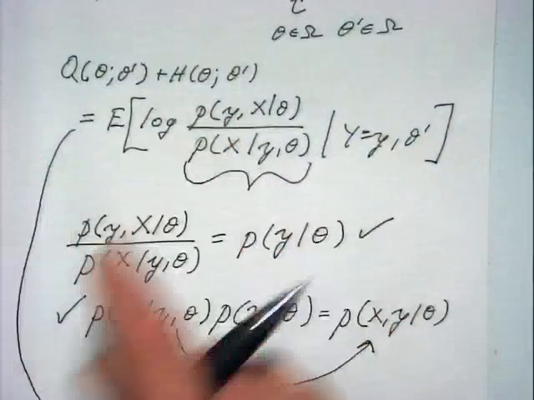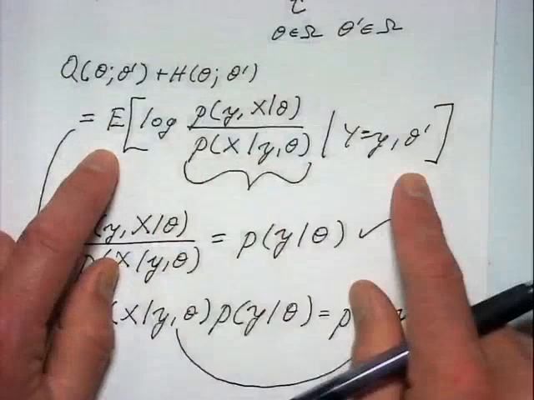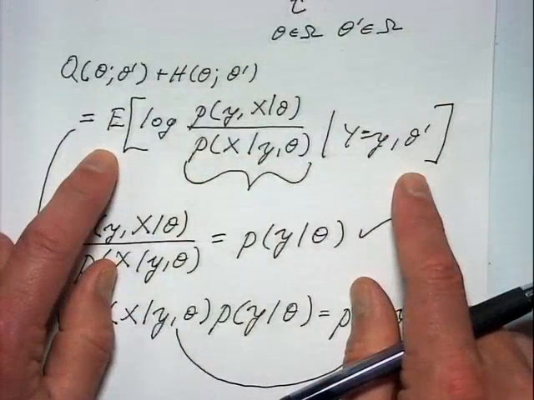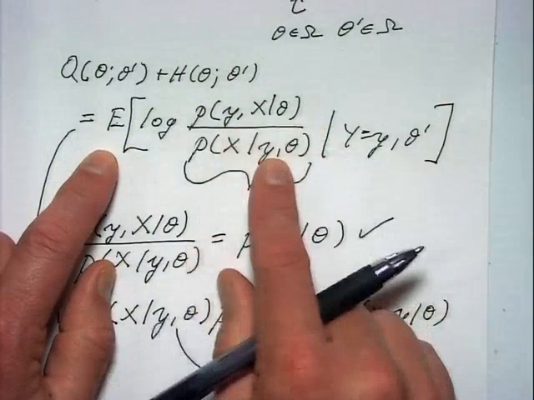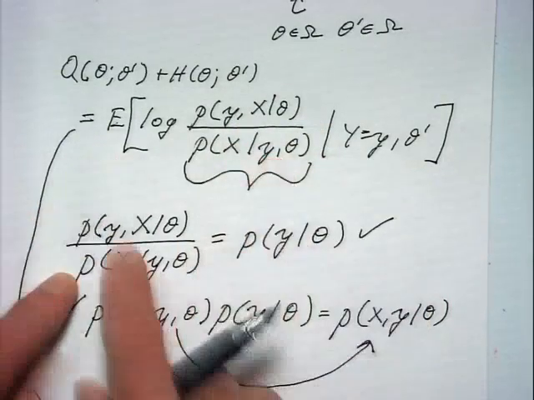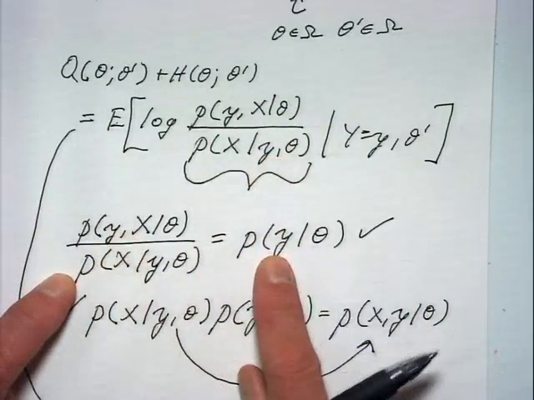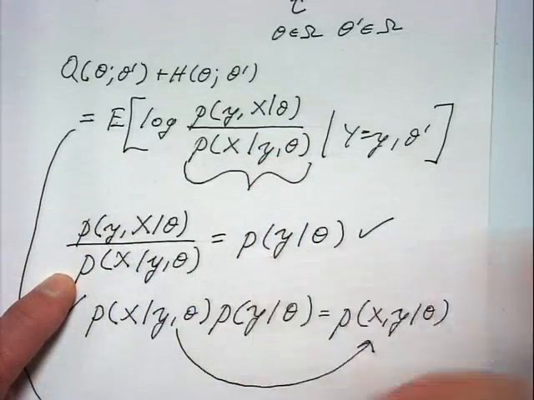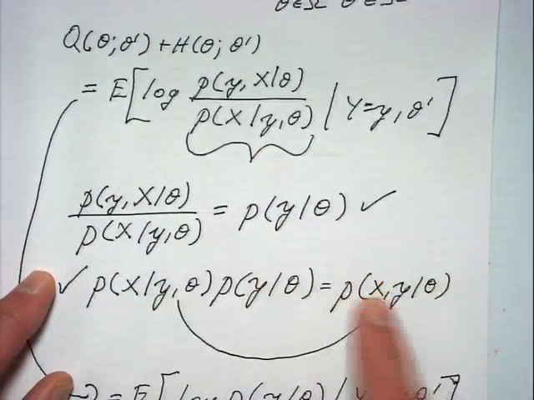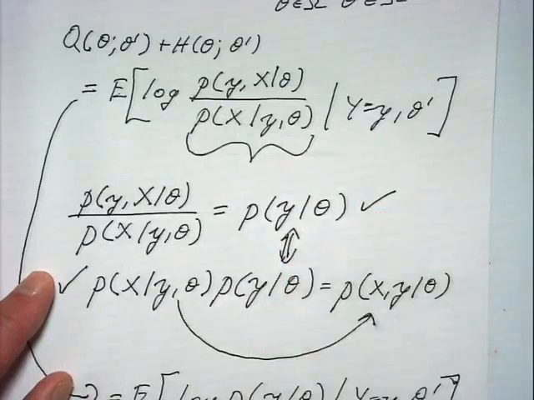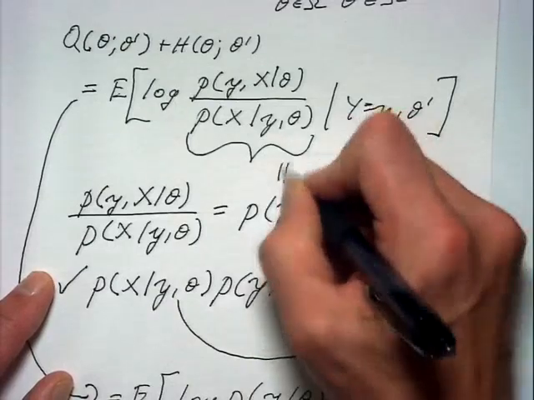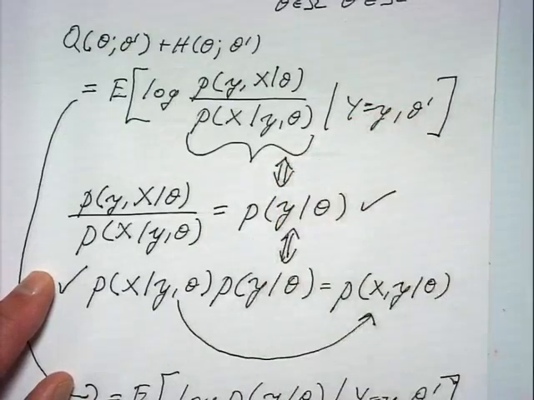So if I just plug in the definitions for the q and the h functions, I get this expectation here, right? Where I have this ratio between these two probabilities. But the ratio of these two probabilities is just the conditional probability of y given theta. And that's true because I know that this is true. See, this is true, so that implies that. And this implies this, right? And, okay, so those are all true.